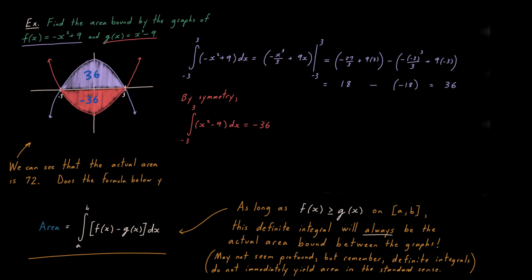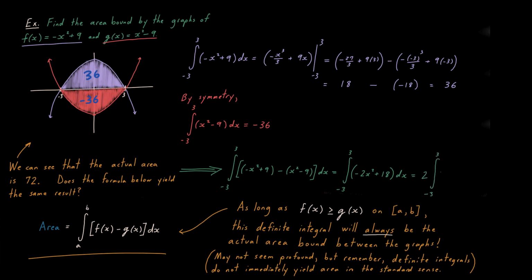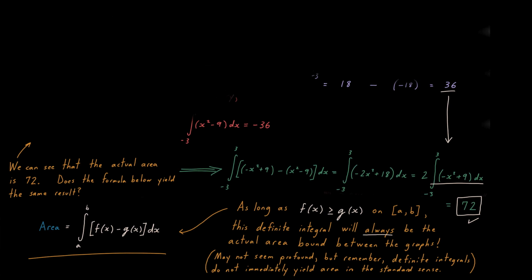So does this comport with our formula that we've written down here? Well, let's tinker around with it and see. Negative 3 to positive 3 of the upper bound, given by f, minus the lower bound, given by g, lets me simplify like so, and I can yank out a 2, and I've regenerated my first integral in purple. There it is, and we do indeed get a positive 72. So at least the formula checks out in this case. The reason why, though, it's going to check out in every case.